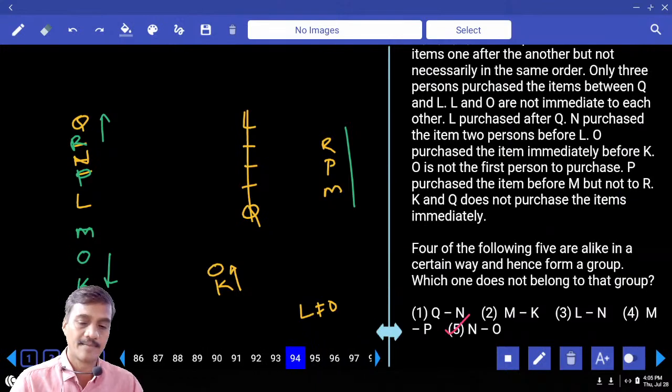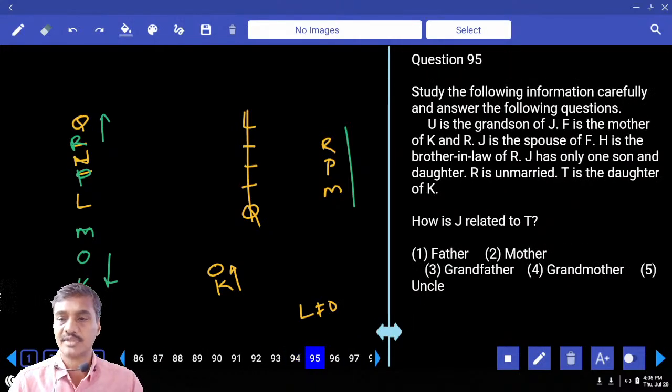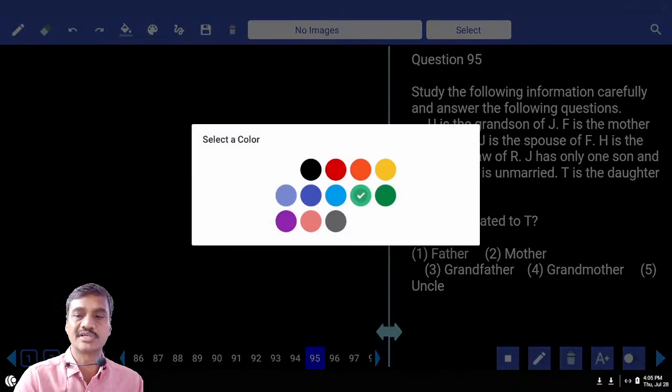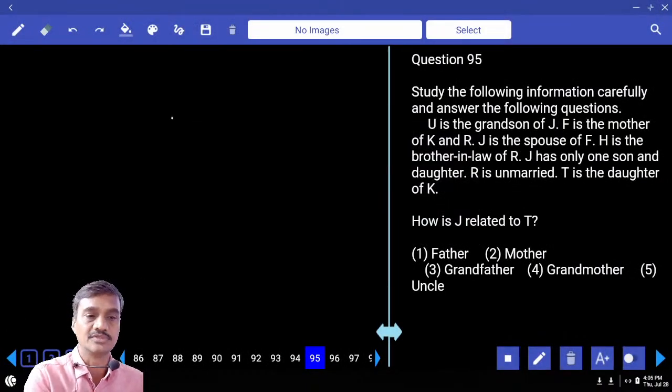Clear, 94? Then 95 onwards, it is based on blood relations. Now U is the grandson of J.